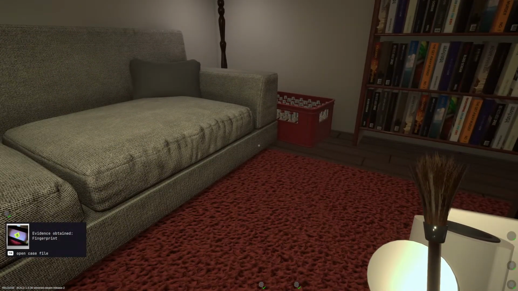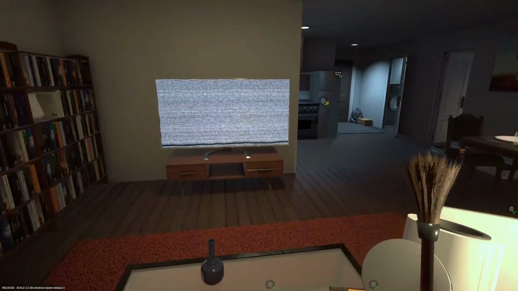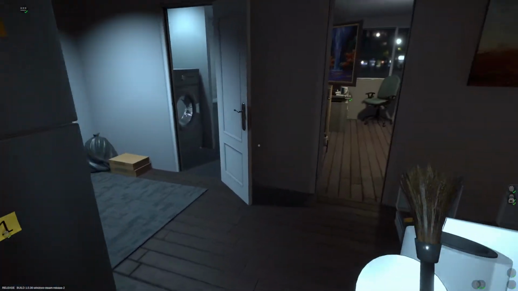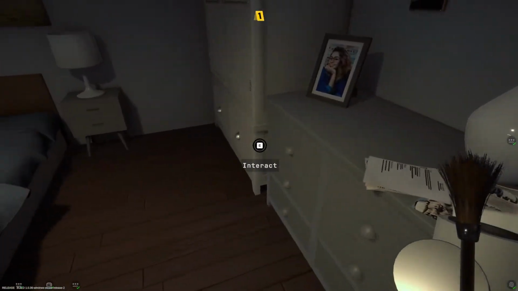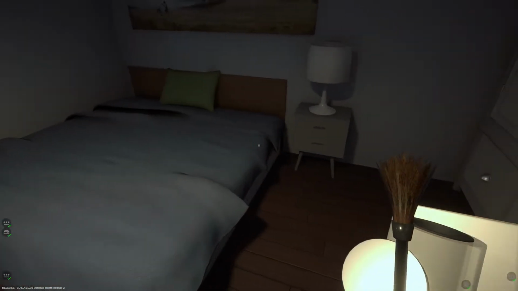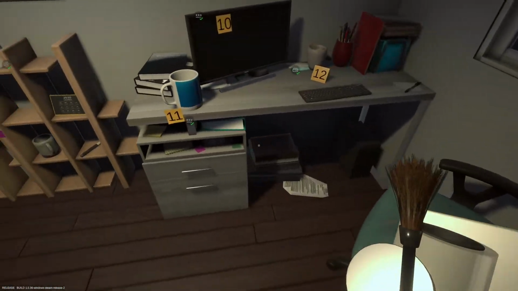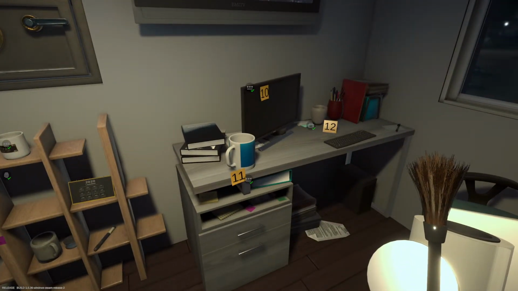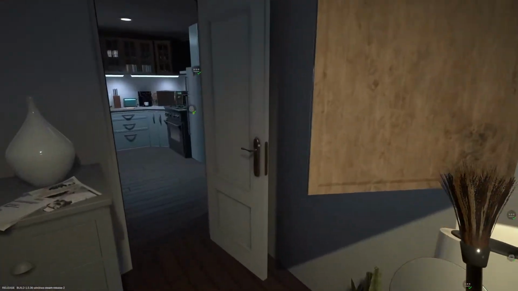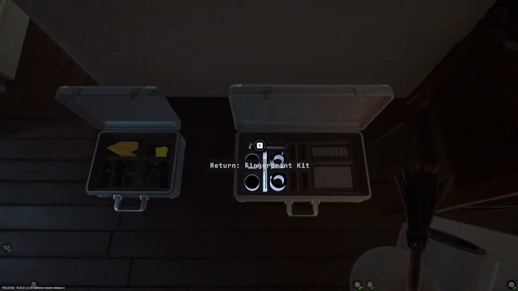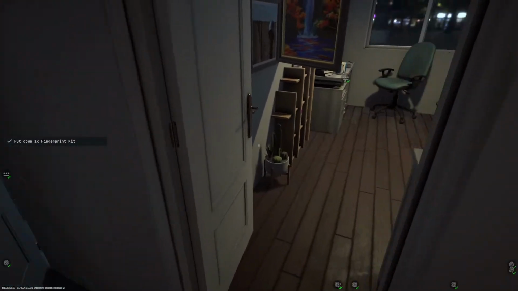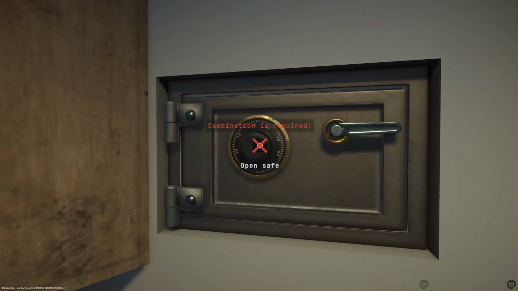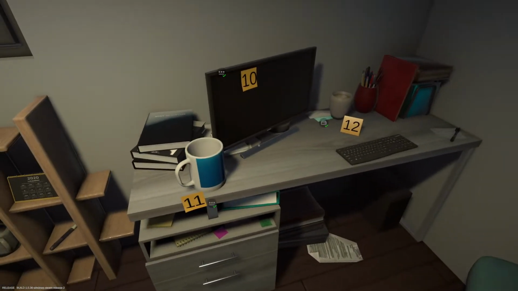Alright, that's it in here as far as I know. So let's go in here. Yeah, I think that's it for the fingerprints. Let's take a look at the safe, see if we can get in. Open safe. Combination is required. Okay.